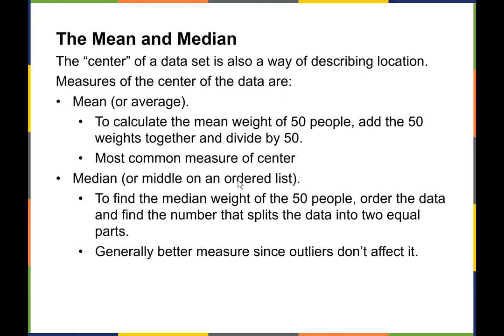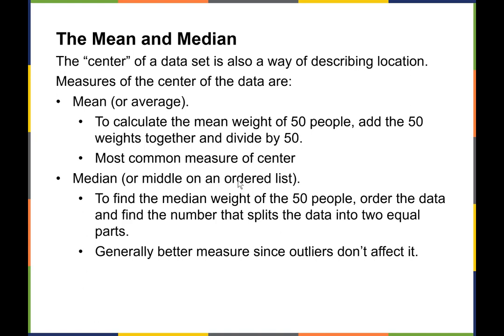The first one is the mean. This is also known as the arithmetic average. Most people just think of it as the average. It's when you add up all the values and divide by the total number. So if you wanted to calculate the mean weight of 50 people, you add up their weights and divide by 50. This is the most common measure of center.